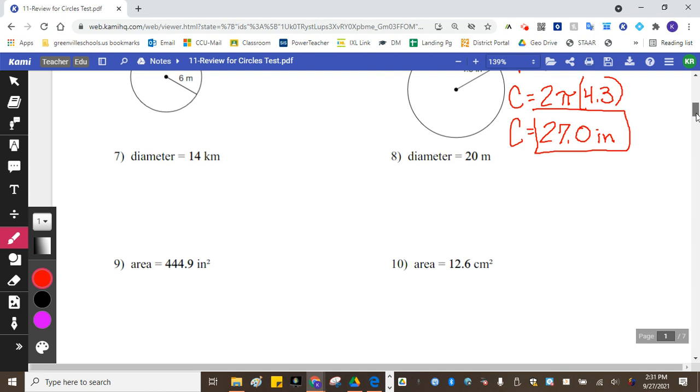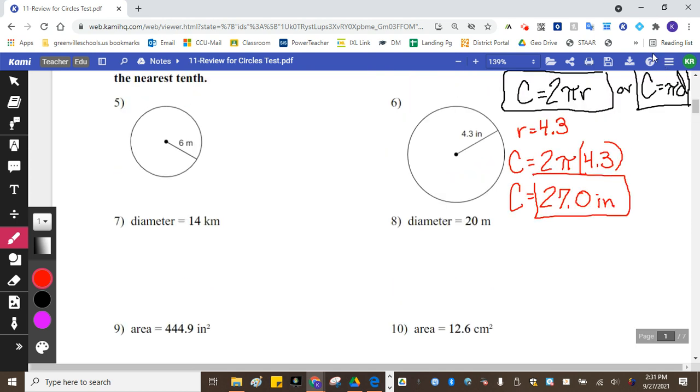All right, on 8, we're given the diameter. Given the diameter, so I'd use the other equation. C equals pi times d. So C equals pi times 20.